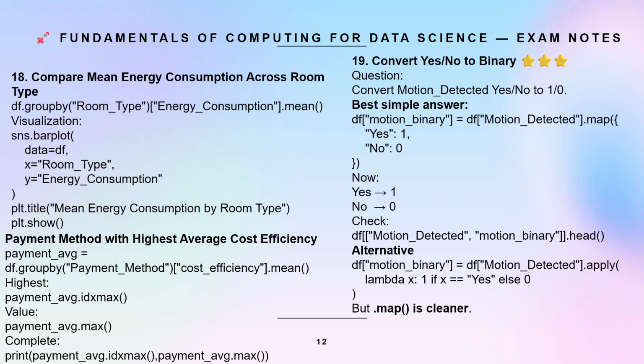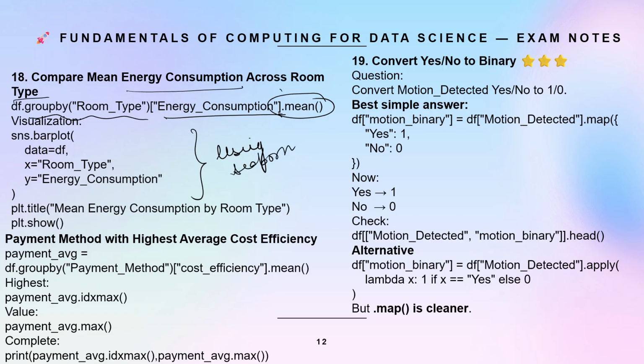Next is compare mean energy consumption across room type. Here you'll use groupby energy consumption dot mean. Similarly, for visualization, we could have used a bar plot, like we can see here, using the Seaborn library.